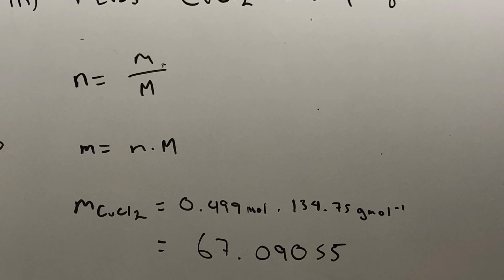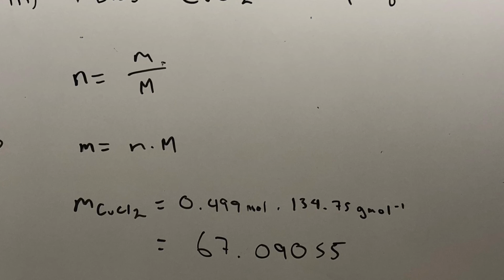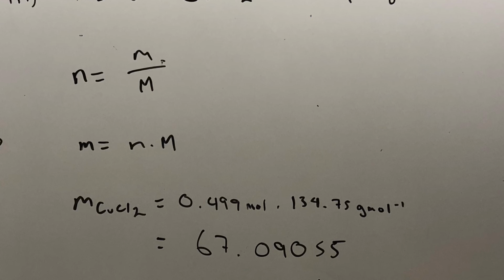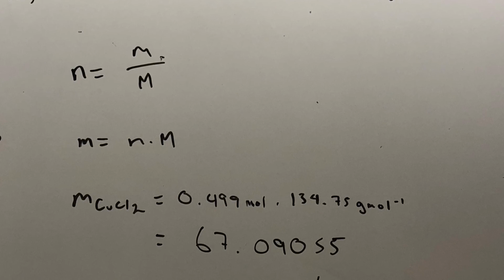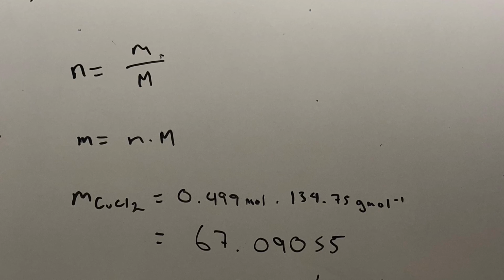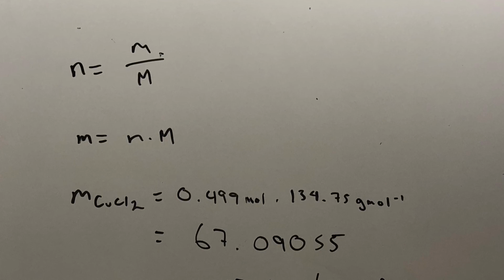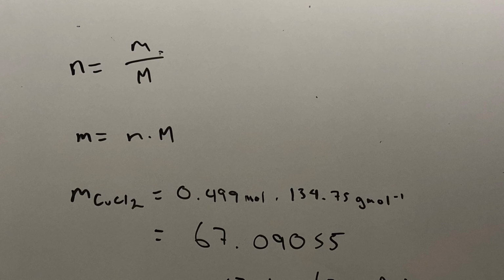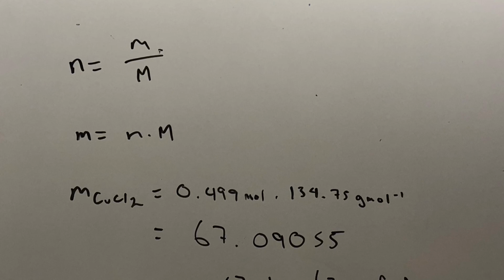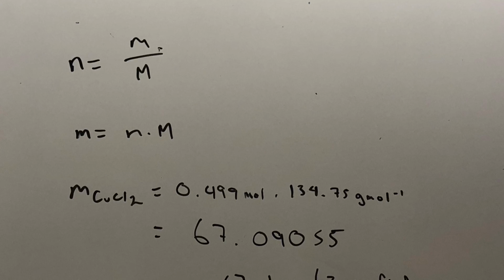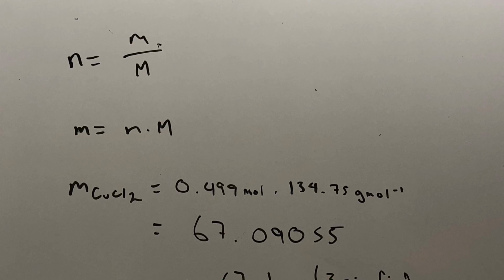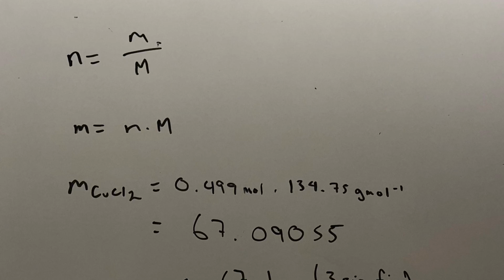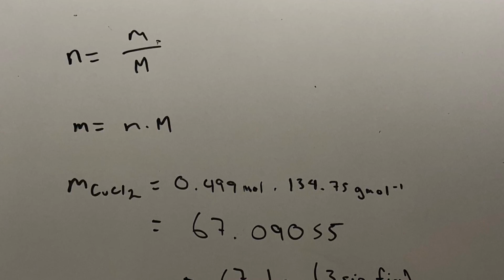So the mass of copper 2 chloride is equal to 0.499 moles times the molar mass of copper 2 chloride, which I have calculated to be 134.75 grams per mole. By multiplying those two together, we find that the mass of copper 2 chloride is 67.09055. And rounding to 3 significant figures, 67.1 grams.